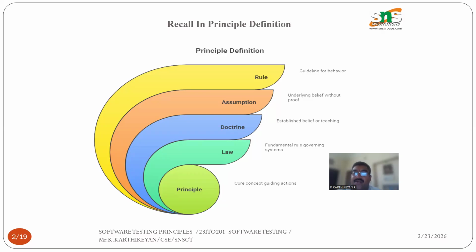Second, assumption: an underlying belief without proof in the sector. If you have proof, you can continue the process; otherwise, you cannot follow. Suppose I am a manager. I ask the software tester, do you have any proof? For example, the tester can give proof once it is verified, and after that, you proceed with the process in the sector.